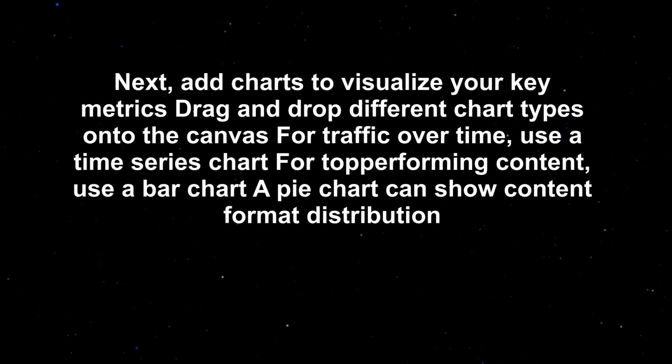Next, add charts to visualize your key metrics. Drag and drop different chart types onto the canvas. For traffic over time, use a time series chart. For top-performing content, use a bar chart. A pie chart can show content format distribution.